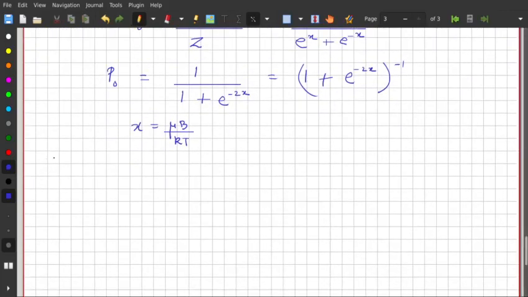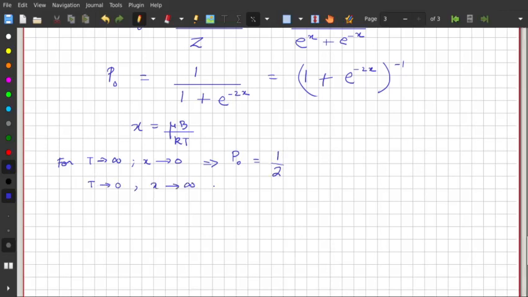Okay, so let's see. For T tends to infinity, this means x tends to 0, and if x tends to 0, the exponential becomes 1 and p0 becomes half. And for T tends to 0, x tends to infinity, and that implies p0: e to the minus infinity becomes 0, so p0 becomes 1.